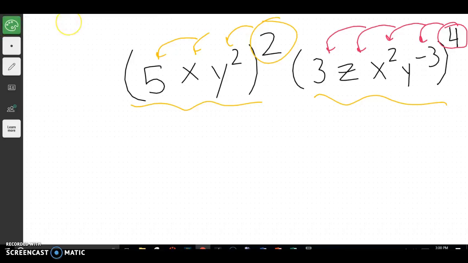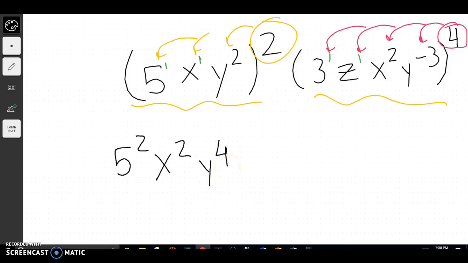And again, the first thing we want to do is, if you have 5 and it's not to an exponent, we need to give it a 1. So I'm just going to go through here and everything that doesn't have exponents, give it a 1. Then again, we'll use the power rule by distributing this multiplication. So 5 to the 2nd, x to the 2nd, and y to the 4th. And then we'd go over here and distribute the 4, so 3 to the 4th, z to the 4th, x to the 8th, y to the negative 12th.